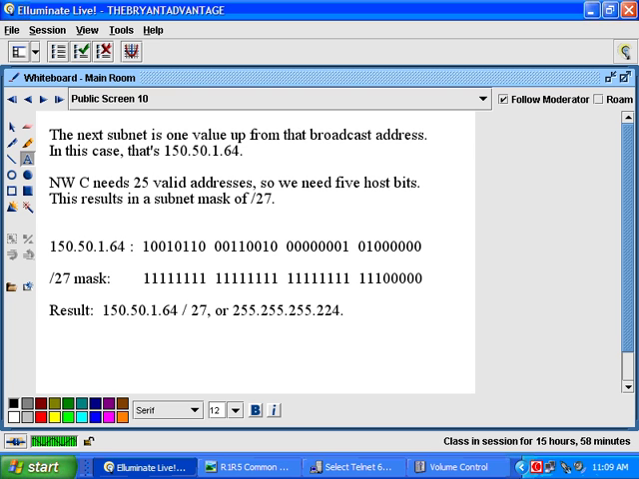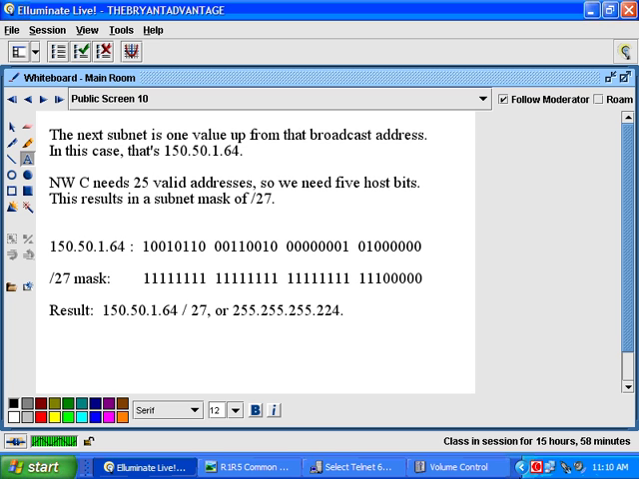In the real world, that's getting a little close, so you might want to rethink that. But in the exam room, I would just make them as tight as you can, unless they tell you to worry about future growth. So again, we simply write out the mask. That's going to give us the smallest subnet possible, and the result is 150.51.64/27 for the network number.